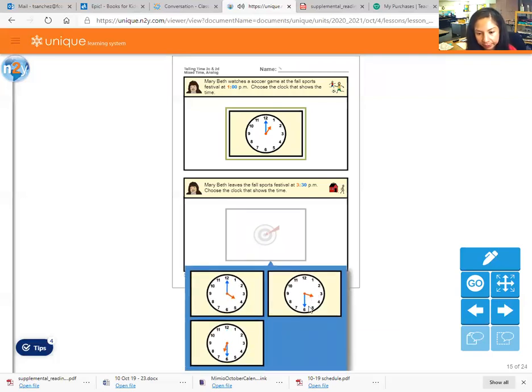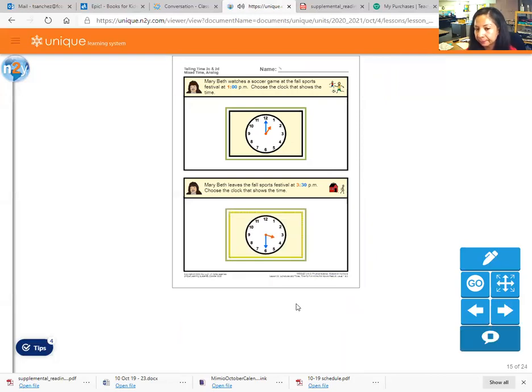How about this one? Is it the minute hand pointing to the 6 and the hour hand pointing in between the 3 and the 4? Maybe. It would be 3:30. 3:30 p.m. That one's 3:30. 3:30 p.m. That is the correct time.